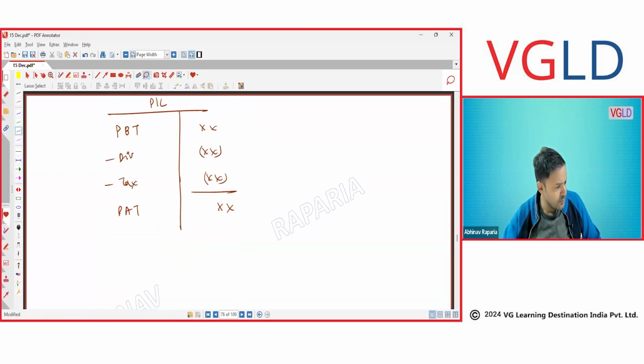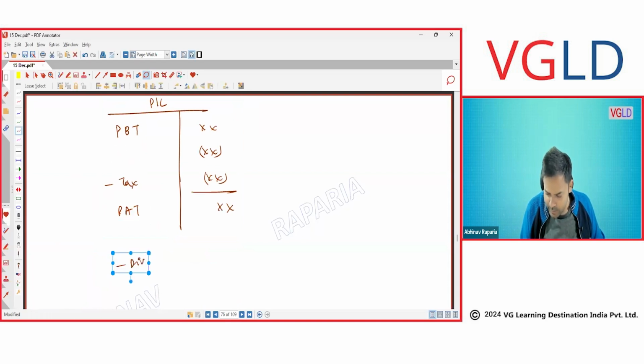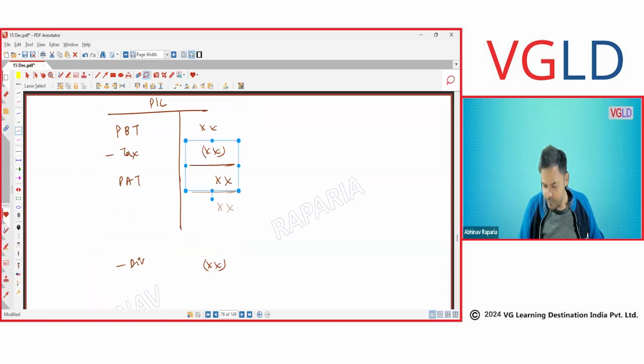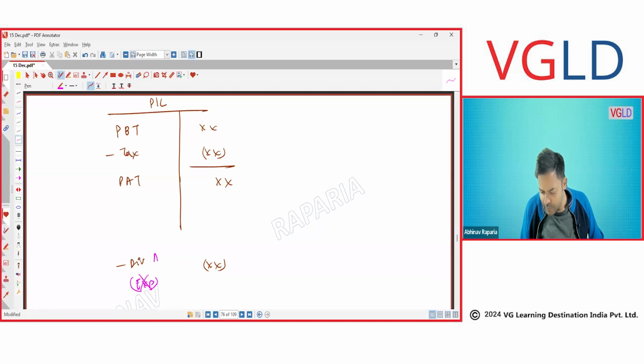Ashraf, Veena, no, that's wrong. Dividend is not the expenditure reduction. It will come underneath that. Now it is okay. Dividend is not the expenditure, everyone. It is more an appropriation of the profit. So I'll not get the reduction for it. Point clear, guys, what I'm saying?